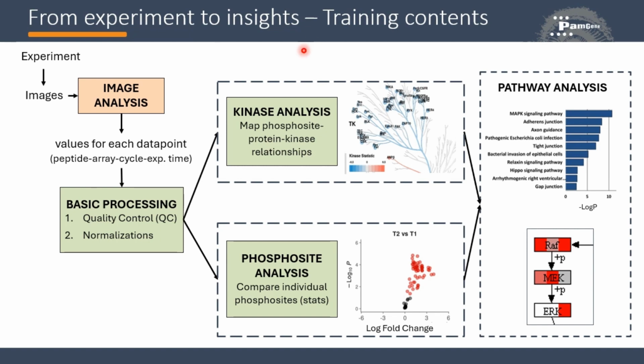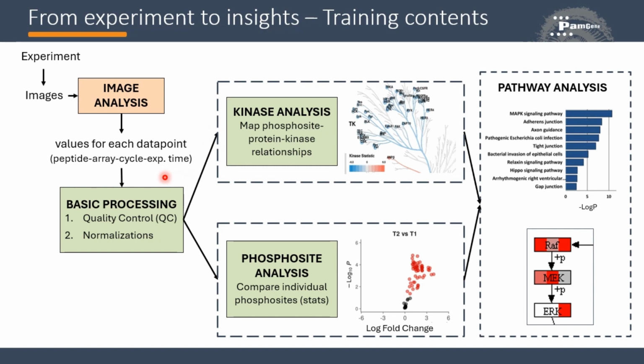Here you can see the contents of the training. First, we have to design the experiments. The result of the experiments is a folder with images. There are images for every chip, every row in the chip, instrument cycle, and exposure time. These images need to be converted to numbers through a workflow called image analysis.